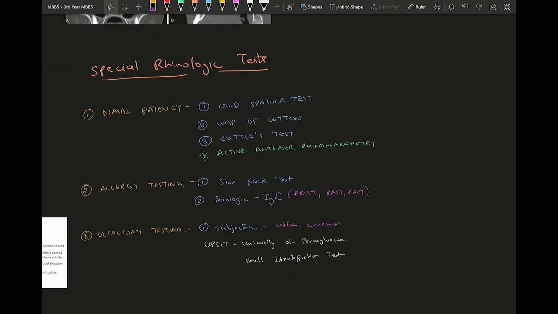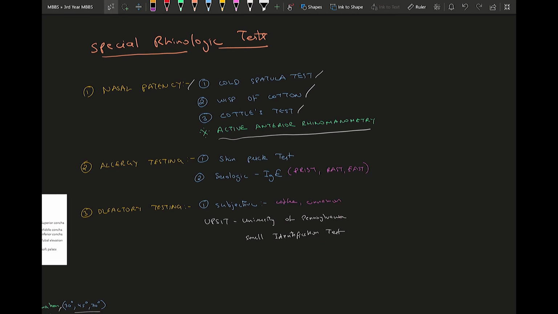Other than these, there are some special rhinologic tests which you're supposed to know. One is the nasal patency test, which you all commonly do, with the cold spatula test, wisp of cotton, or Cottle's test. But what you need to know is there's something known as active anterior rhinomanometry, which is used to actually measure the pressure differences and see how much air is going in, how little is going in. All this can be accurately found using active anterior rhinomanometry.